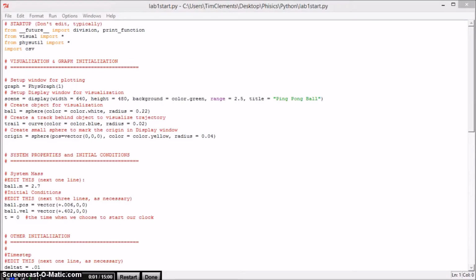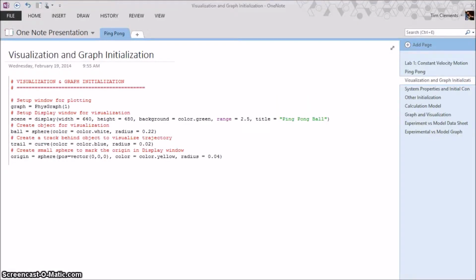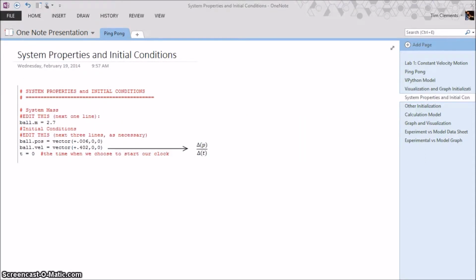To create a mathematical model of what is happening, I edited the program Lab1 Start in VIdle to the specific situation of my video. I made no change to the setup of the visualization and graph initialization. In the System Properties and Initial Conditions portion of the program, I input the ball's mass equal to 2.7 grams.